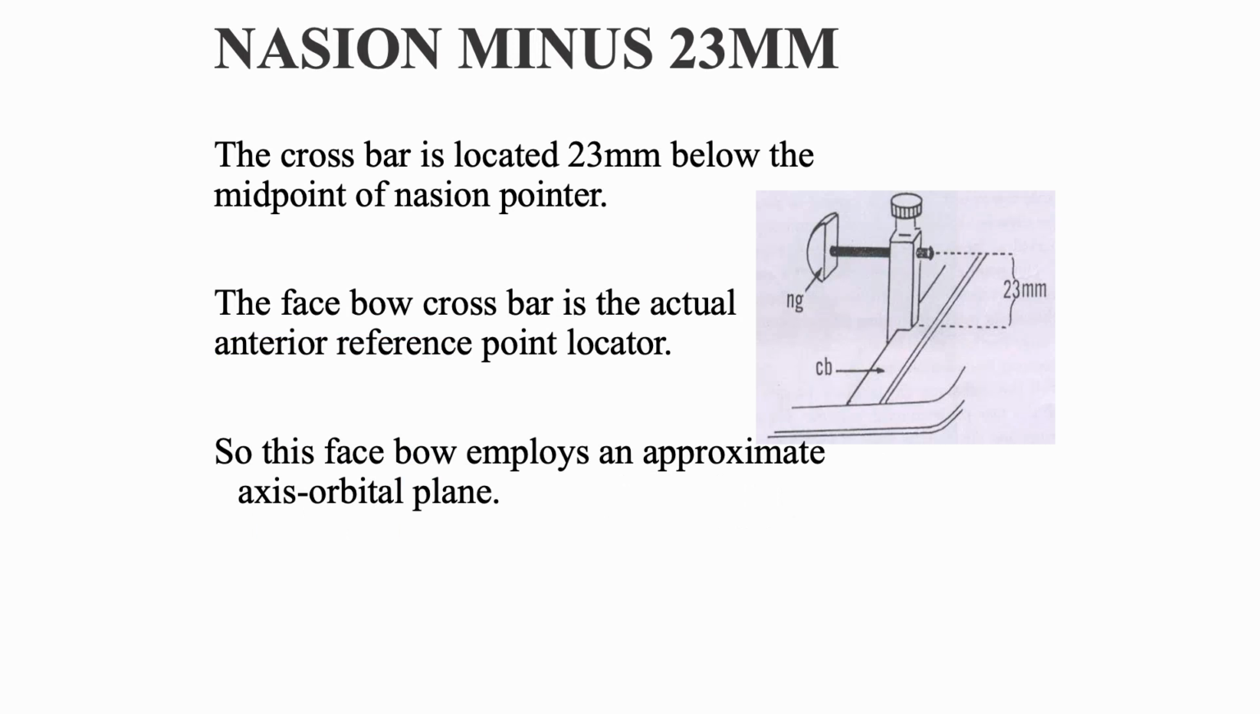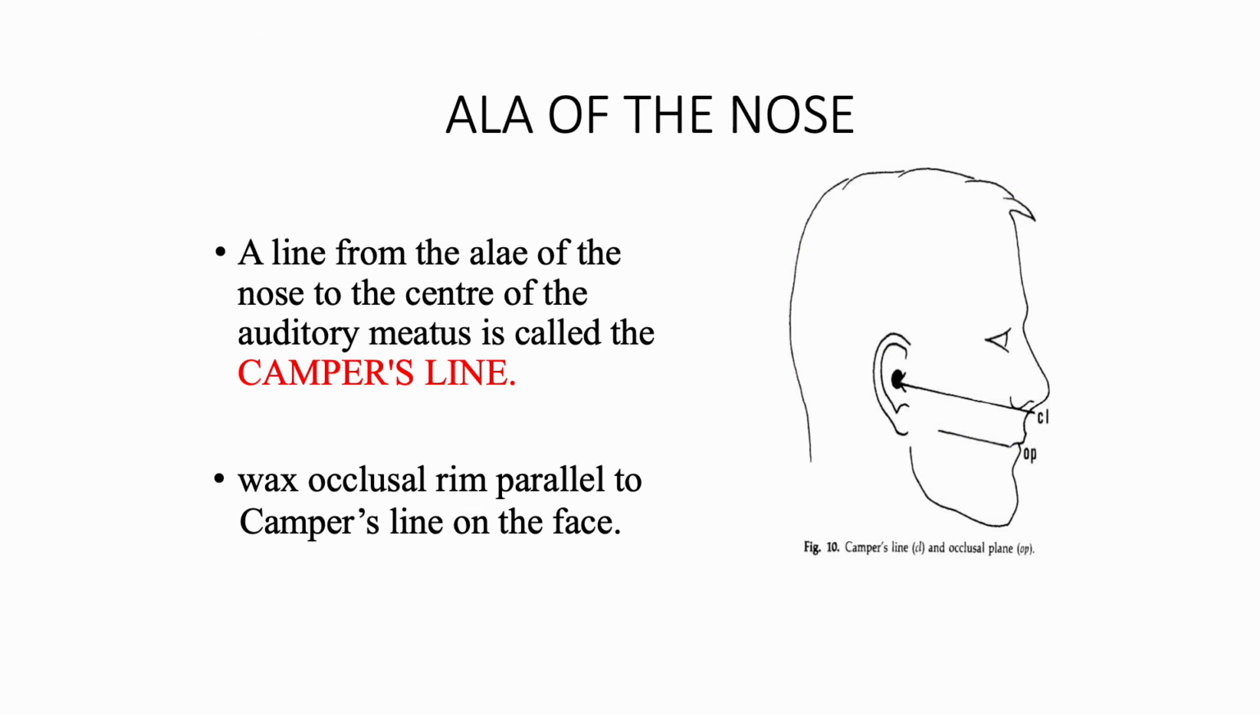Nasion minus 23 mm was employed when the Whip Mix articulator was used, and it uses a crossbar which is located 23 mm below the midpoint of the nasion pointer. Ala of the nose can also be used as an anterior reference point, and the line which extends from the ala of the nose to the superior border of the tragus of the external auditory meatus is called Camper's line. When this line is parallel to the plane of the occlusal rim, it is used as a near normal plane parallel to the FH plane.